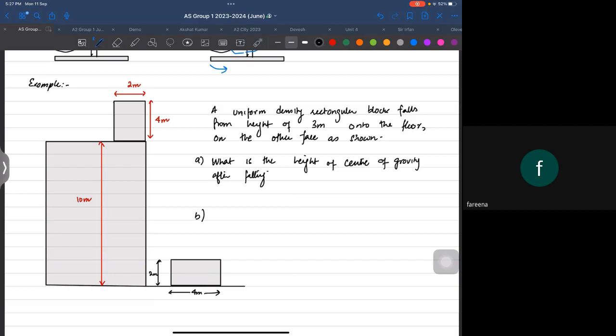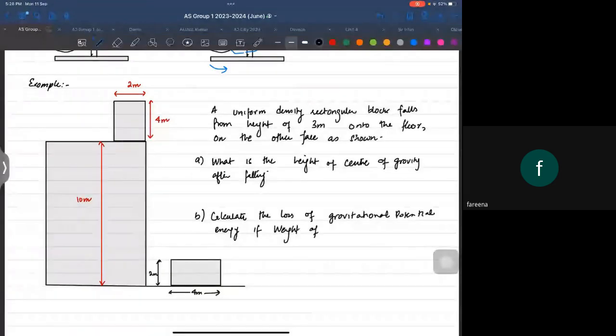Then, in the next one, it says calculate the loss of gravitational potential energy if the weight of the block is 500 newtons. Okay, so this is the question. So please read it and let me know what is the answer for the first part and second part. Can anybody tell me what would be the answer for the first part?